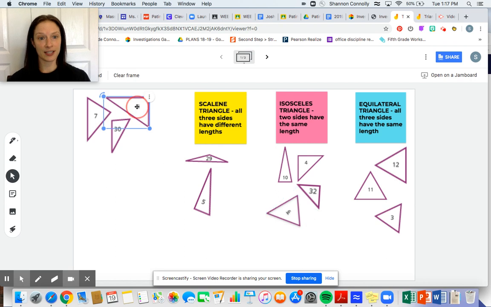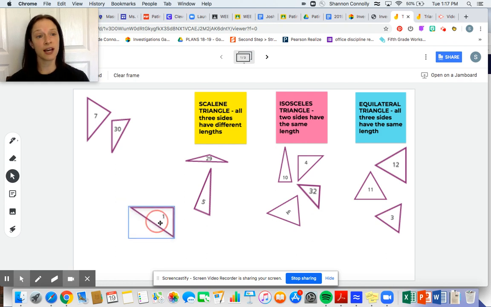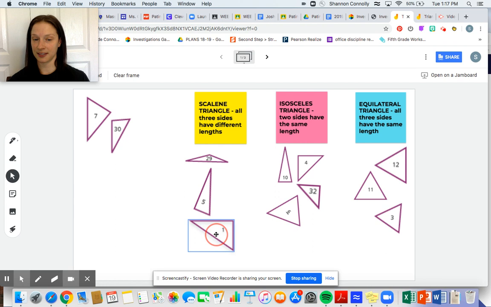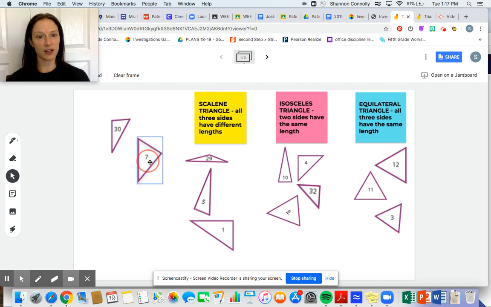All right, let's take a look at number 1. Can we tell by looking at it that all three sides are a different length? We can. So since all three sides are a different length, we call it scalene. Practice saying the words with me so you can get used to it. And then when I look at number 7, again, I can tell this one is shorter than this one. And then this side is also shorter than this one. So it has to be scalene.